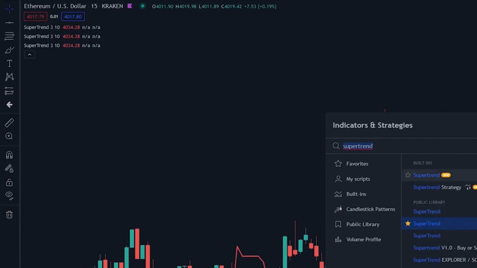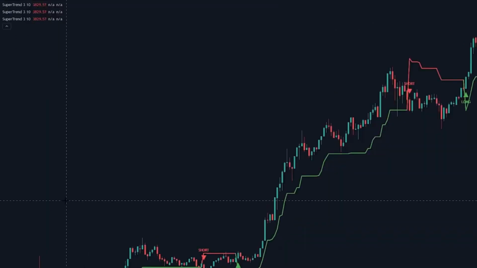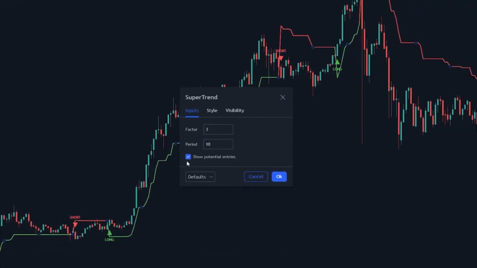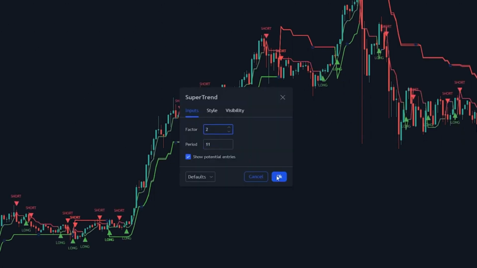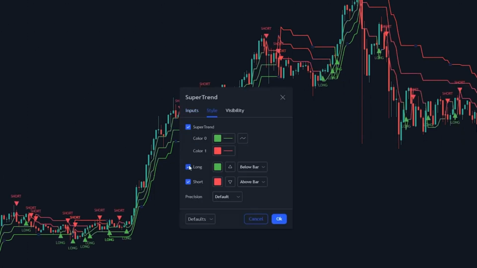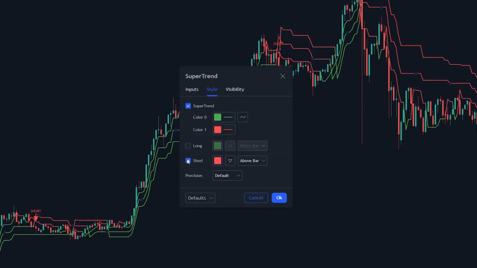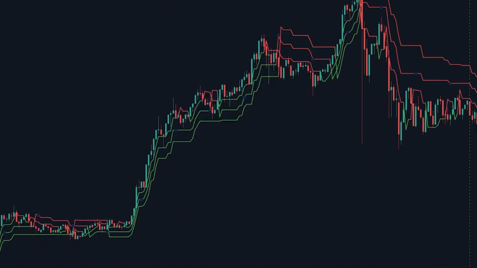Let's go a little more in depth. Once you have 3 Super Trend indicators added to your chart, you're going to want to change the settings a bit. Go to the inputs tab and change the ATR period to 12 and the ATR multiplier to 3. The next one you're going to set as 10 and then 1. Then the third one you're going to set as 11, then 2. Then go to the style tab and turn off all these long and short icons. So when you're done, your chart should look something like this.